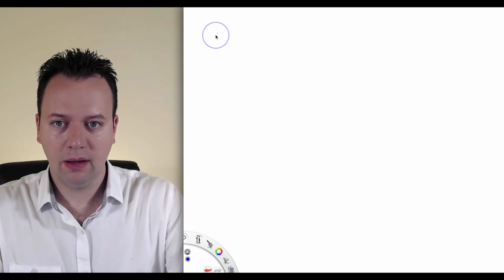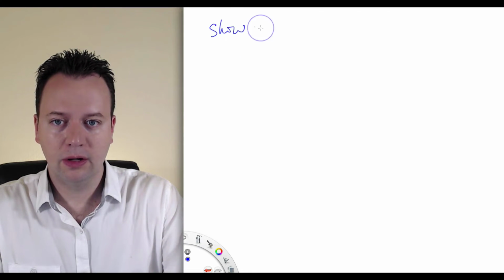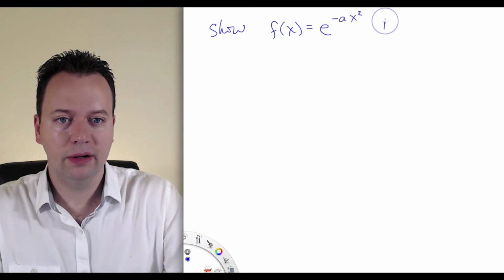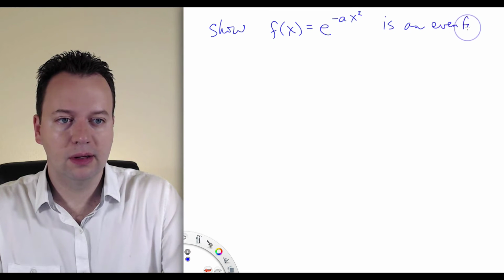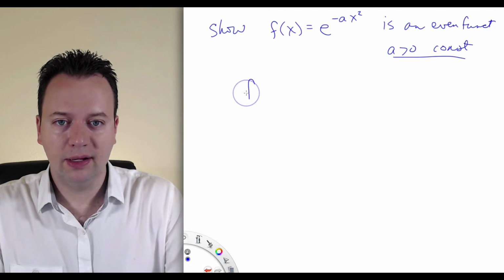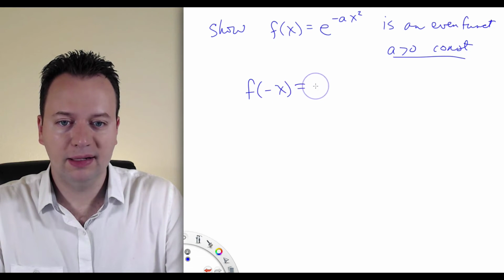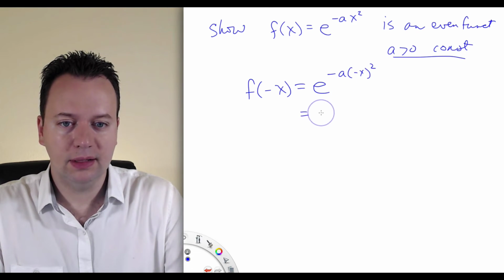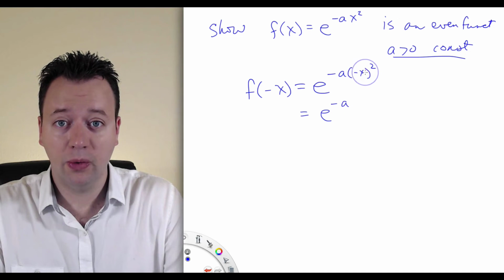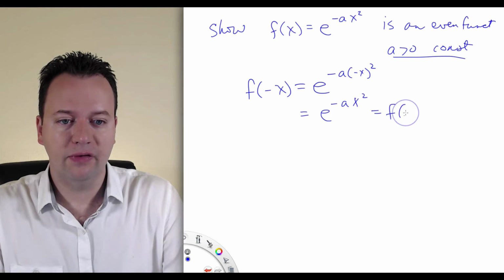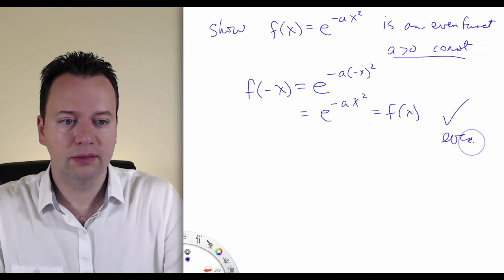So let's say you were asked to show that f of x is equal to e to the minus a x squared is an even function. And here a is just a constant. To do that, we would say, well, let's compute f of minus x. So f of minus x is equal to e to the minus a times minus x squared, which is equal to e to the minus a x squared. Now minus x squared, with minus x in the parentheses, is just equal to x squared, which is equal to f of x. So that would prove that it's an even function.